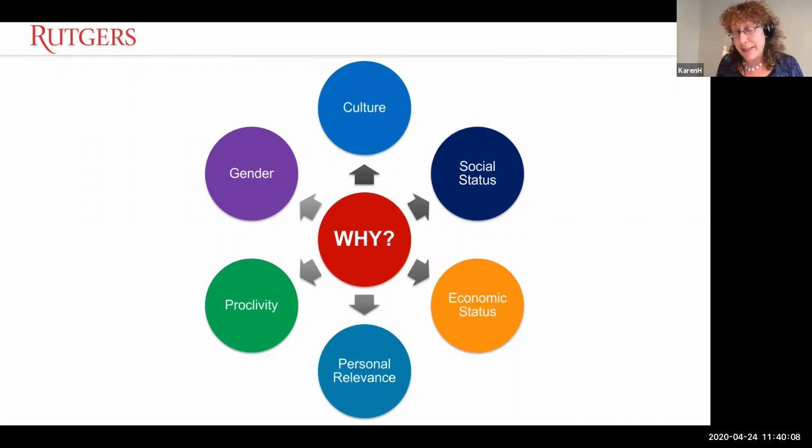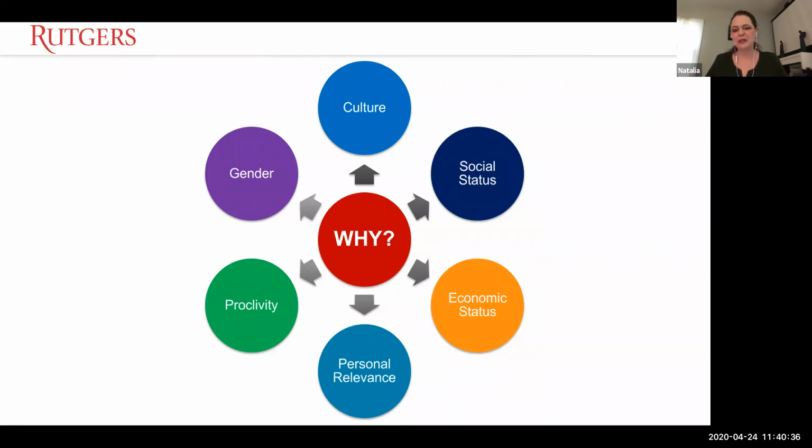I created this little image that really doesn't even scratch the surface, but I tried to think of some overarching ideas like personal relevance or having just the skill or the proclivity in a topic. But there's culture, of course, and gender and economic status. Yes, Karen, that's a good graphic. Even so, it only outlines and highlights the major areas.